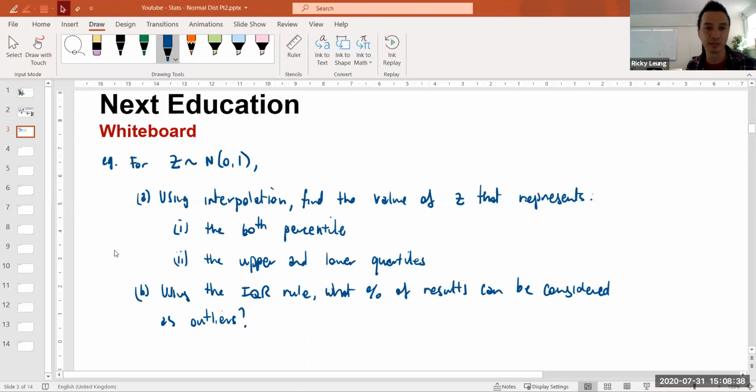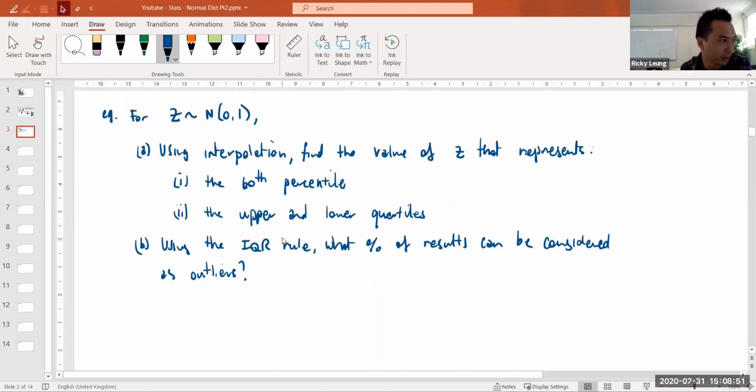So basically, if a random variable is standard normally distributed, what percentage of scores or results can be considered as an outlier? Now, that's an interesting question. Now, the way we do this is, so we're going to go backwards a bit, where in this case, right, if they give you the 60th percentile or the upper and lower quartiles, right, because upper and lower quartiles are basically 2 percentiles where, just to be clear there, upper quartile is like the 75th percentile and the lower quartile is like the 25th percentile, right?